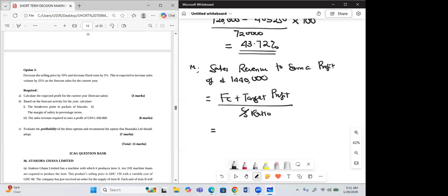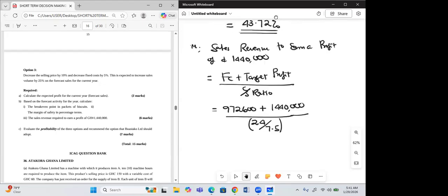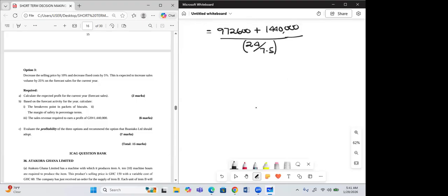Yeah, so what is the fixed cost? 9,726,600, plus the target profit of 1,440,000, all over the contribution per unit. What does it give you? 2.4. The contribution per unit, yes, sir, 2.4. Selling price of what? 7.5. Right. What is that? 7,539,375. Okay, please confirm for me.